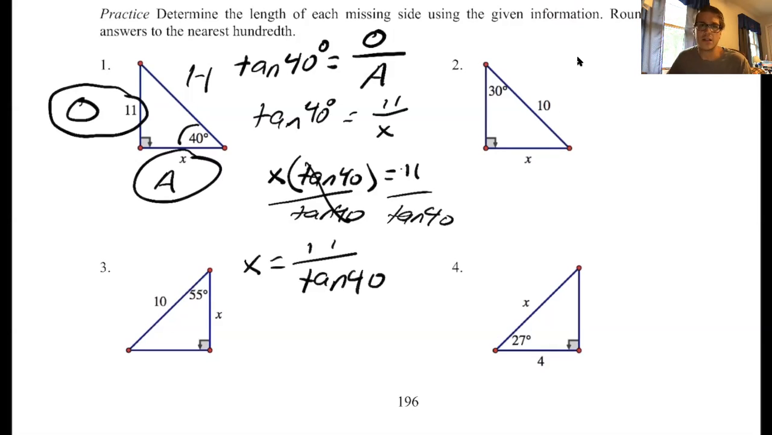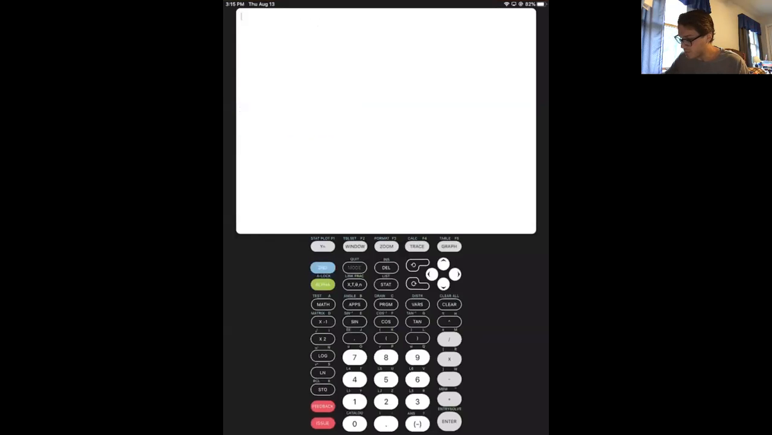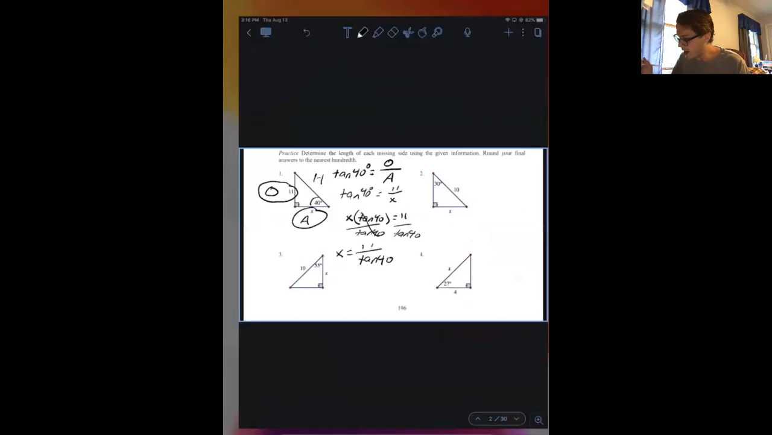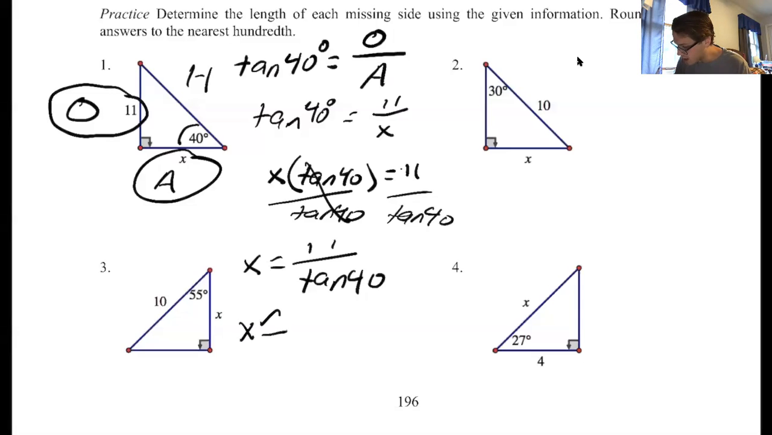And you'll notice I did it a little different in this example than the one from above. I didn't put in the decimal value for tangent of 40 yet. That's fine too. You can wait to the end. So now we just got to figure out this ratio. I'm going to go to my calculator. All right, and we said that this is going to be equal to 11 divided by the tangent of 40 degrees. Enter, which it tells me is 13.109. So I have here that x is approximately equal to 13.109. Final answer for number 1.